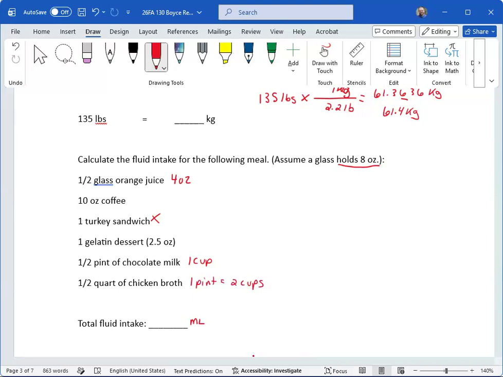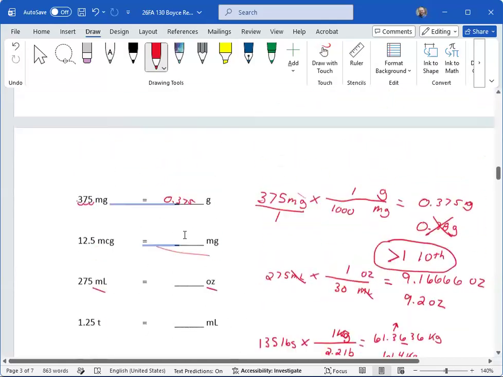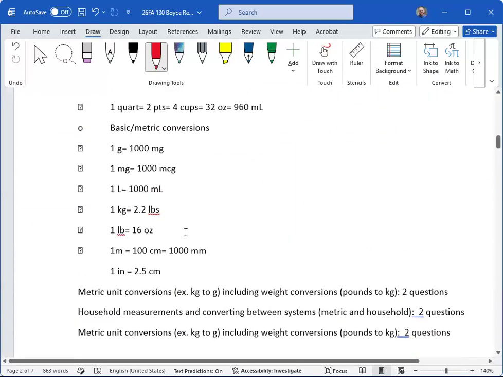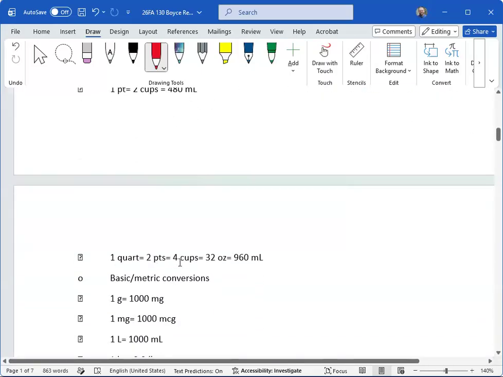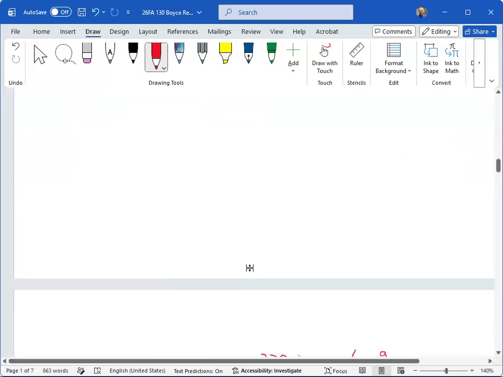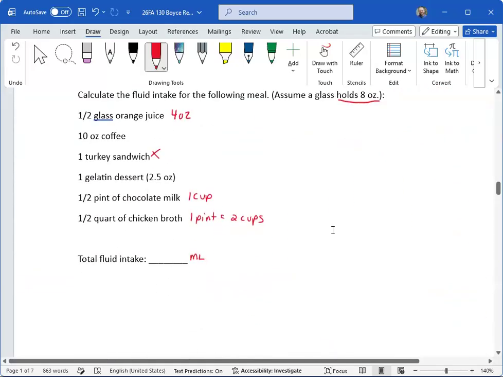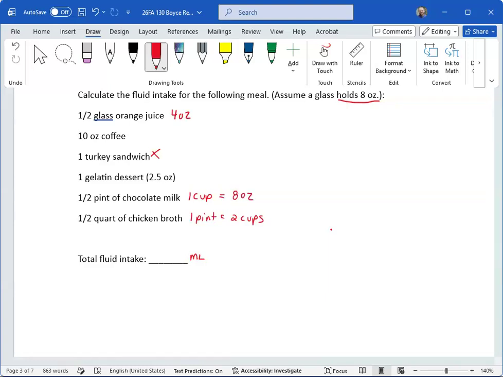And I'm going to double check because it's been a minute since I've worked with the cups and the ounces. So I'm just going to double check that just so we're on the same page. Yeah, so 1 cup is 8 ounces, 1 pint is 2 cups, and 1 quart is 2 pints or 4 cups. So let's come back to this. Okay. Now, the other thing is I know, and hopefully you know, that 1 cup is equal to 8 ounces. Okay. And then if a half quart, which is 1 pint, is 2 cups, then that would be 16 ounces.